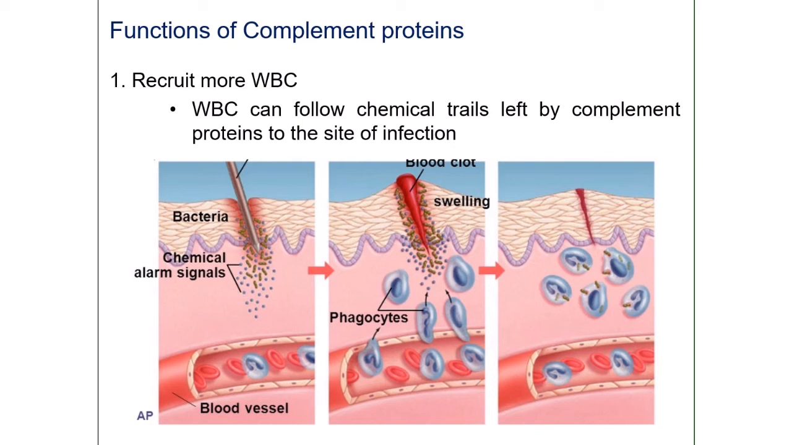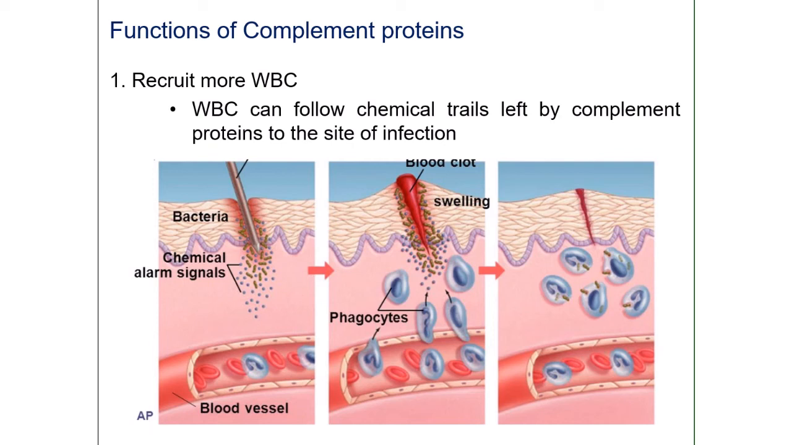So if you think about a new WBC, new white blood cells coming out from the bone marrow, how am I supposed to know where to go? How am I supposed to know where the site of infection is, right? It would take a long time to just randomly circulate through the body and eventually get to the infected site. So complement kind of solves that problem.